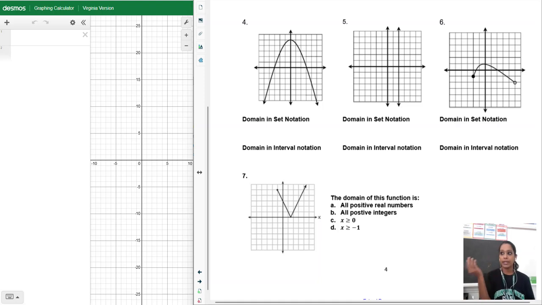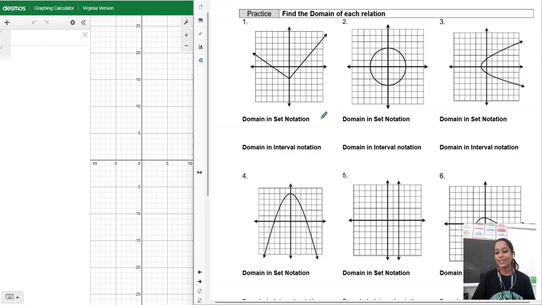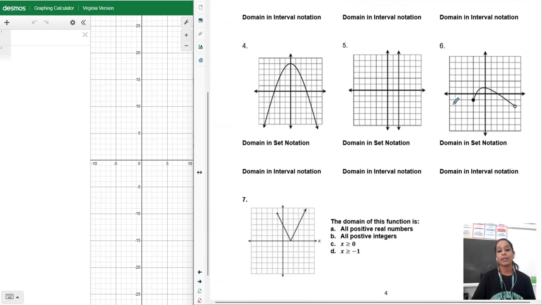All right, so here is the next page. Just because the video is getting long, I'm going to skip the top ones and go to the bottom ones, numbers 4, 5, and 6. Actually, I'm just going to do number 6, and then we'll come back, and then I'll have you guys do the practice, and then go from there, okay?